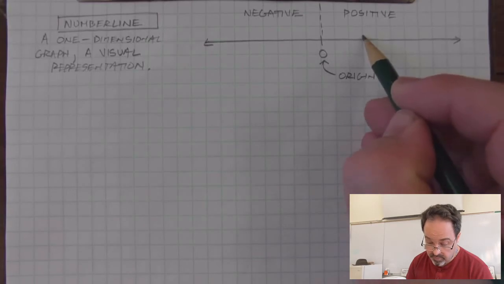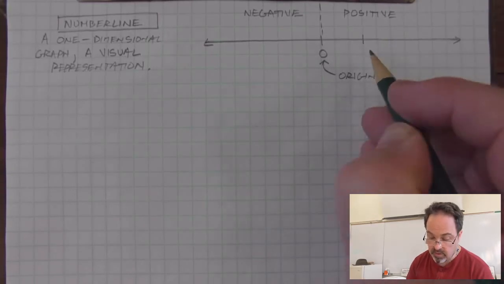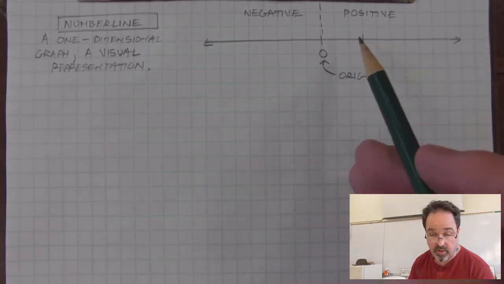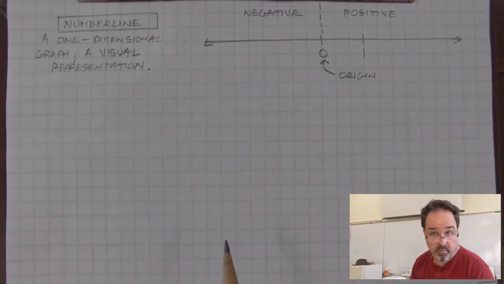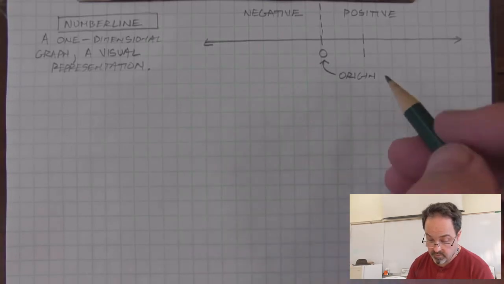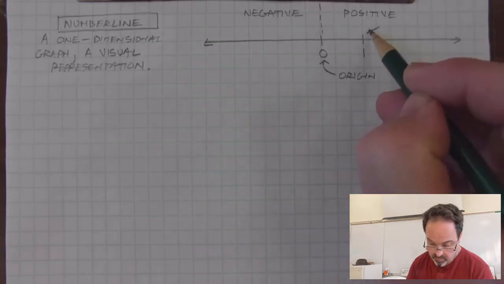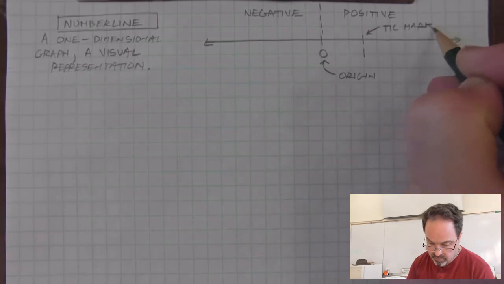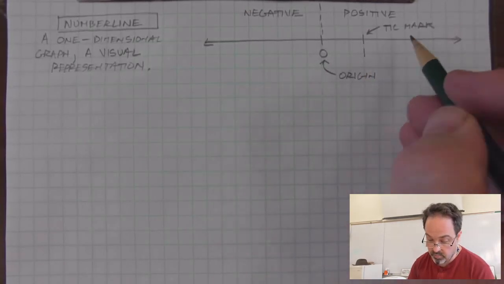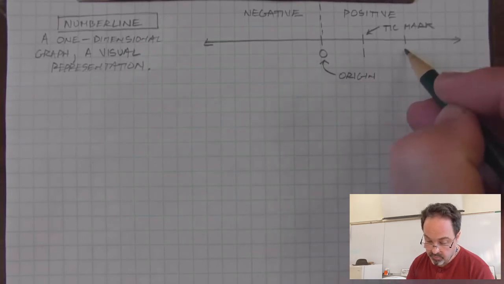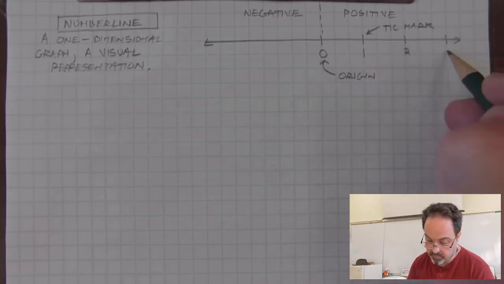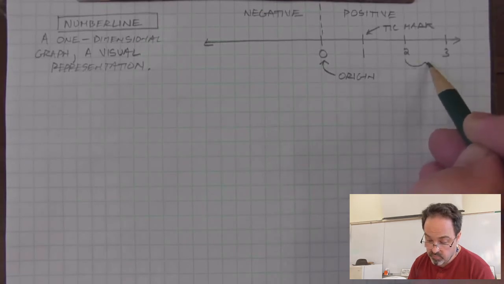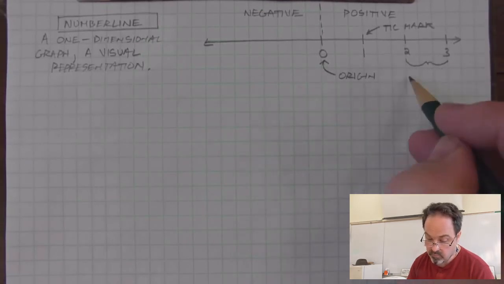So if we put a tick mark and label this 1, it means that this location is 1 away from the origin. This mark here we call a tick mark, and this tick mark has been labeled with a 1. I could put other tick marks and label them. The distance between two numbers is called an interval.